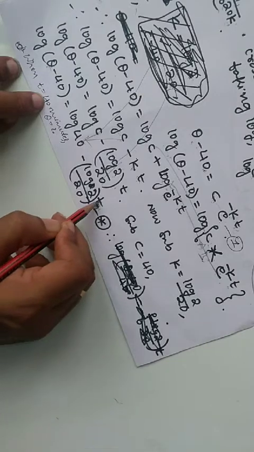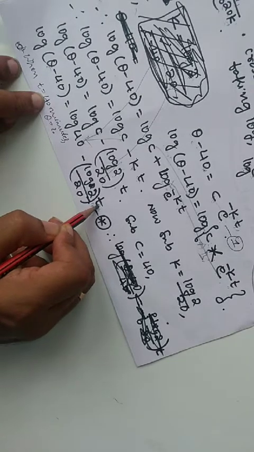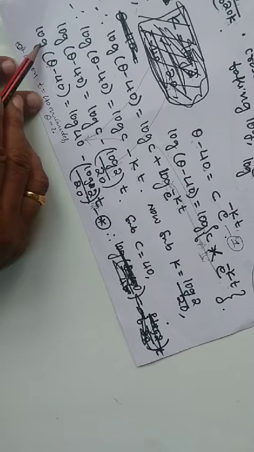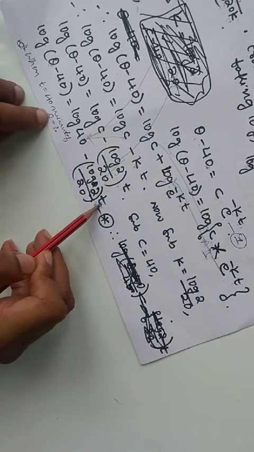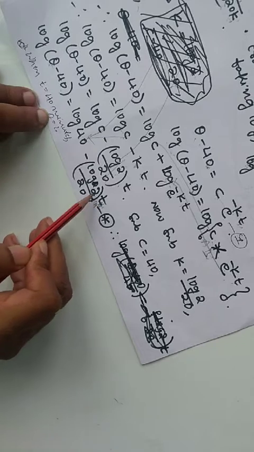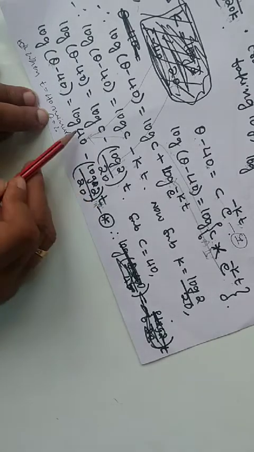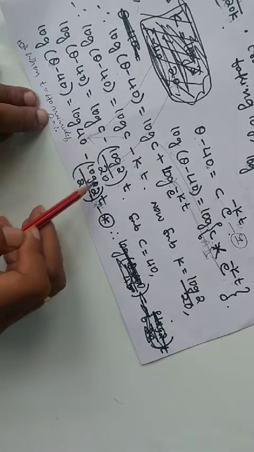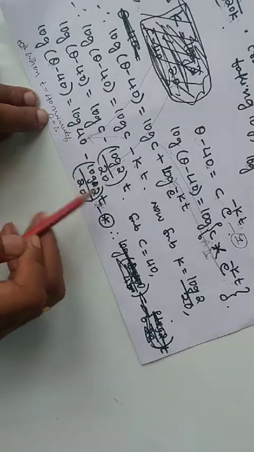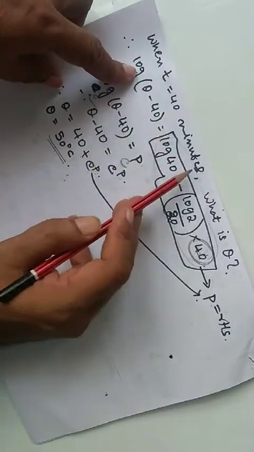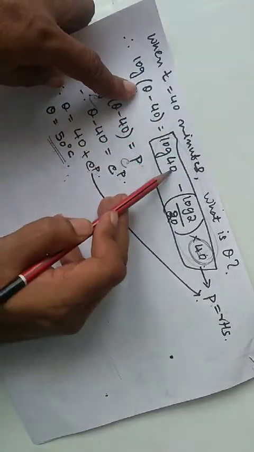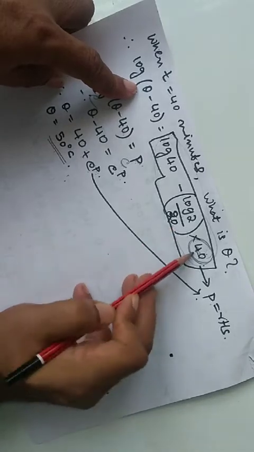If you substitute T is equal to 40, then you will get log of theta minus 40 is equal to, substituting T is equal to 40, 40 into log 2 by 20, it is a number. Log 40, it is some number. Subtract. So totally this RHS will become some number. Remember that. So when T is equal to 40, log of theta minus 40 is equal to log 40 minus log 2 by 20 into this 40.